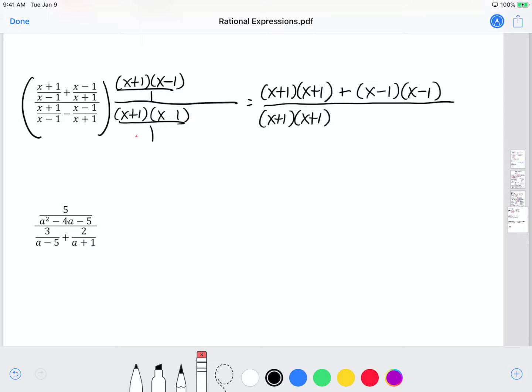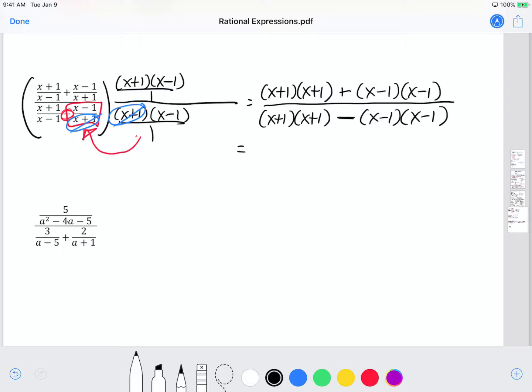And then the last step, I'm going to take x plus 1 times x minus 1 times this mini fraction. And because this is a minus here, it's going to be a minus over here. I have an x plus 1 in the denominator here and an x plus 1 in the numerator here. So those cross off, and I'm left with x minus 1 times x minus 1.